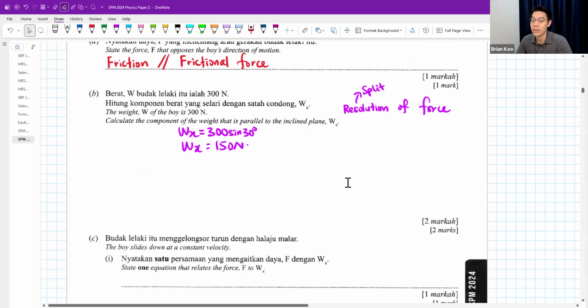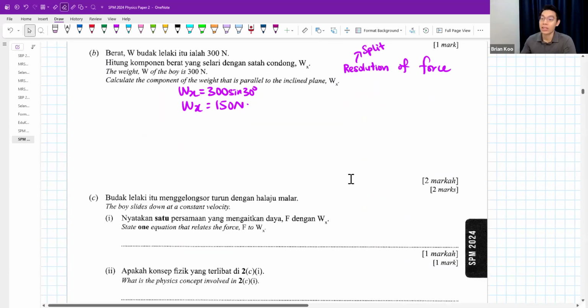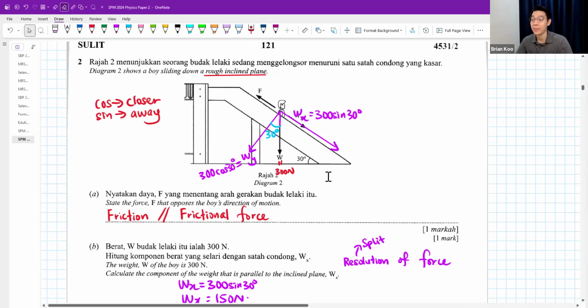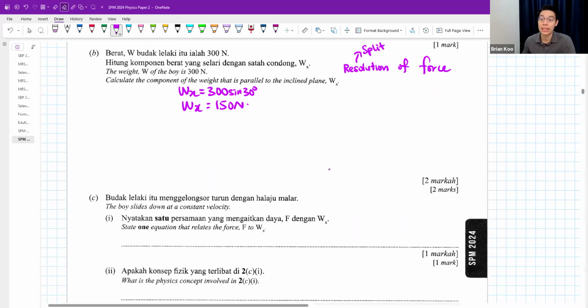Okay, 150 newtons. Then the boy slides down at constant velocity. State one equation that relates F to Wx. If it's at constant velocity, then they must be equal. Yeah, F must be equal to Wx. And this is called forces in equilibrium.